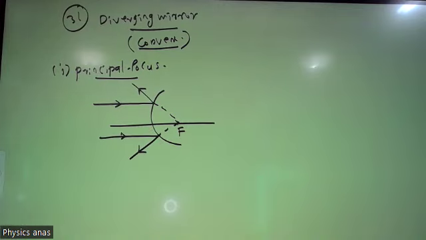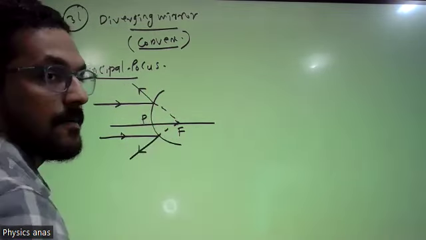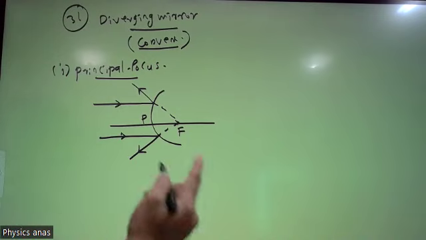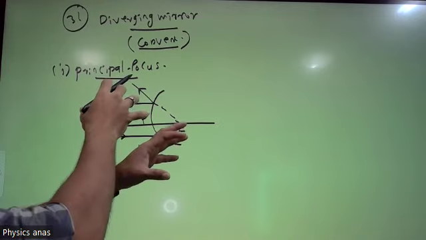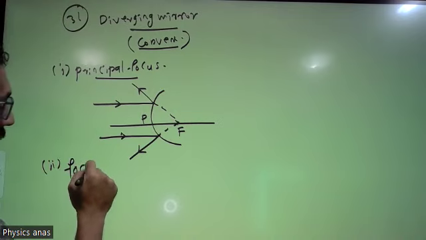And what is focal length in the case of a convex mirror? It is the distance from the pole to the principal focus of a convex mirror. That is focal length. That is the second one.